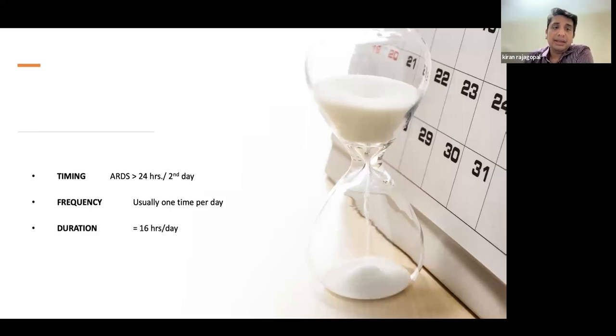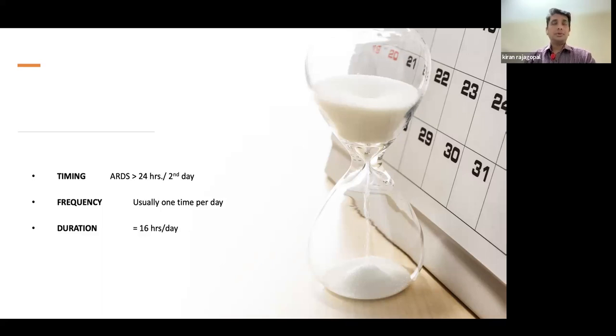So regarding the timing, when will you prone? I told you, you initiate him on lung protective ventilation and give time for optimization of at least 24 hours. And after 24 hours, if the PF ratio is still low, you can definitely go for proning. And we usually give proning for a continuous session of around 16 hours. As per the trial known as the PROSEVA trial, we follow that particular pattern.